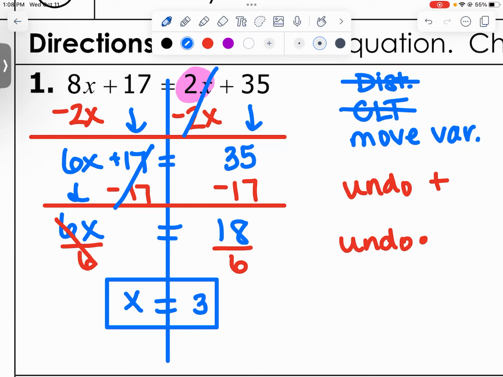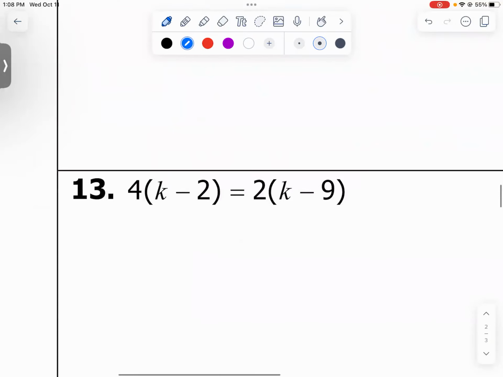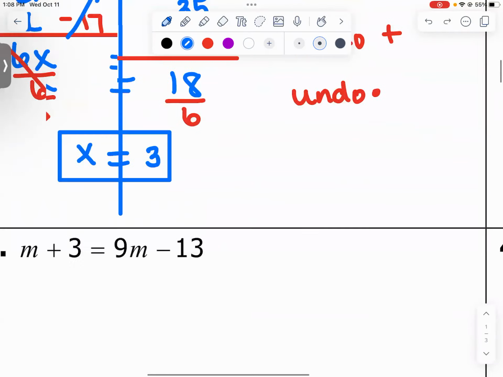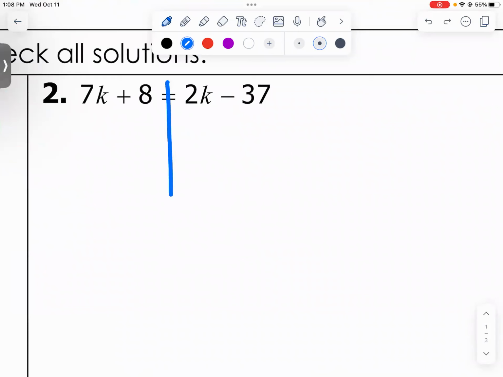Distribute means if we have parentheses, then we have to multiply through. We should do this one. We'll do one of those, I promise. All right, let's do number 2. All right, friends.